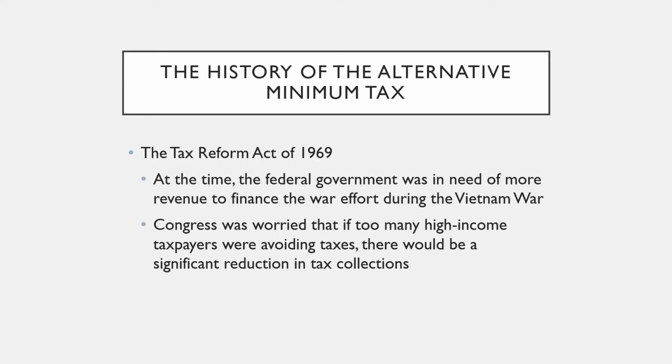At the time, the federal government was in need of more revenue to finance the war effort during the Vietnam War, which made Congress worry that if too many high-income taxpayers were avoiding taxes, there would be a significant reduction in tax collections. So, as a solution to this problem, Congress passed the Tax Reform Act of 1969, which included the first version of the alternative minimum tax. This act closed loopholes used by high-income earners and corporations. Additionally, the act also offered tax cuts for individuals and increased the tax exemptions for lower income groups.